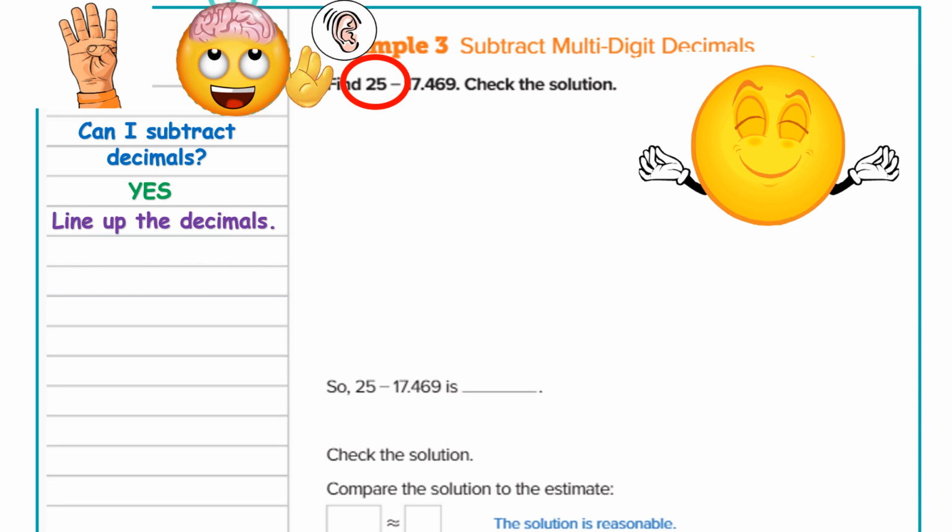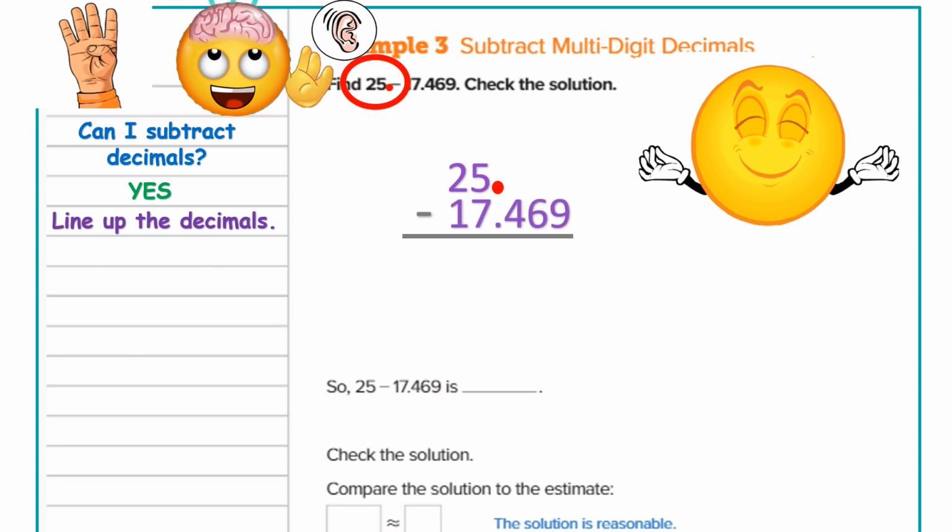We talked about this last week. We talked about it the week before. When I have a whole number and I need to make it a decimal, I simply put the decimal at the end, to the right of the whole number. So now I have 25 point, right? 25 and. Then I can line up my decimals.